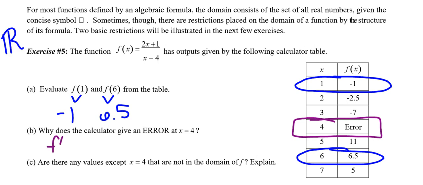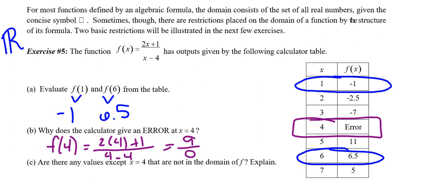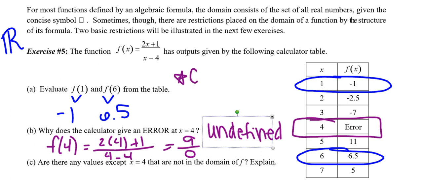So if I have f of 4 and I plug it into that formula, 2 times 4 plus 1 divided by 4 minus 4, I would get 9 divided by 0. If you remember in Algebra 1, we cannot have our denominator as 0. That means it is undefined. So you cannot divide by 0. If you need to put this as a special note, you cannot divide by 0. It is a no bueno. That is why it says error.